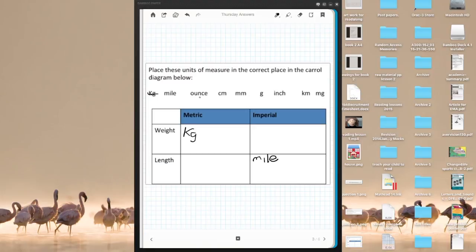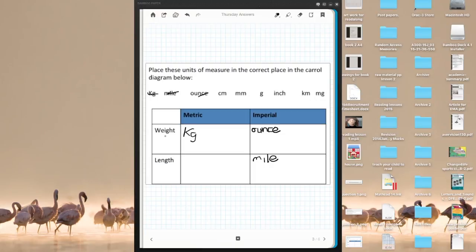Ounce. Is it weight or length? Well, it's weight. Is it metric or imperial? Well, now we use kilograms and grams, don't we? So ounce must be imperial. And that just means it's the method of measuring we used to use. So let's just cross my mile and my ounce out.